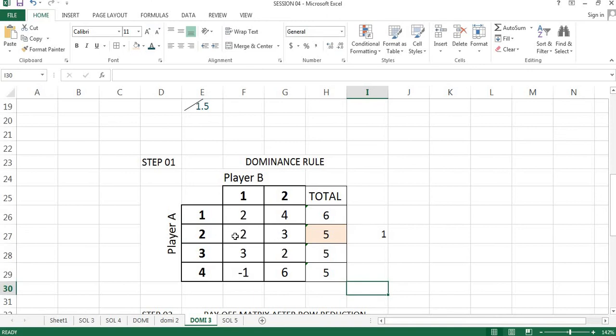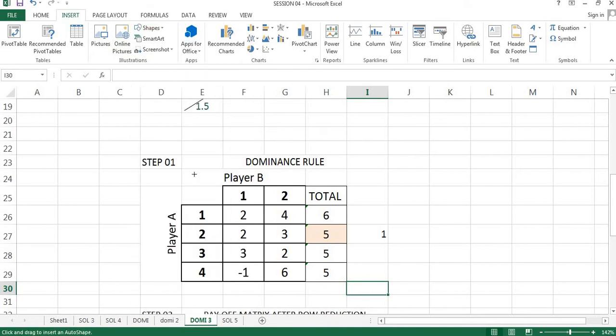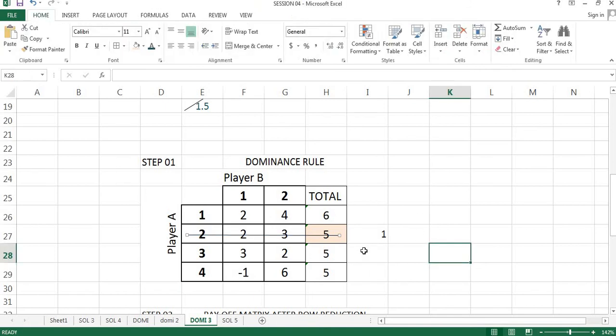Compare the second row values to the other rows. 2 is equal and 3 is lesser than 4. So equal is accepted, lesser than or equal to is accepted. So the lesser value must be deleted. So let me delete the second one. Okay, the lesser valued row is deleted, and this is my second selection. Okay, 3 is greater than 2 and 2 is less than 4, not possible. 3 is greater than minus 1 and 2 is less than 6, not possible. Then go with the next selection.